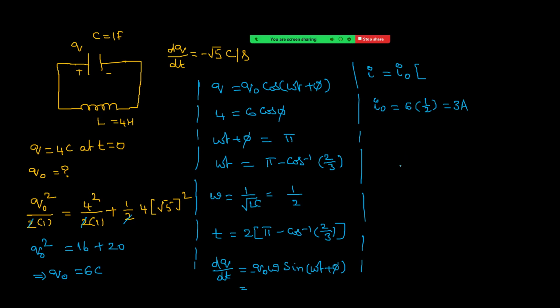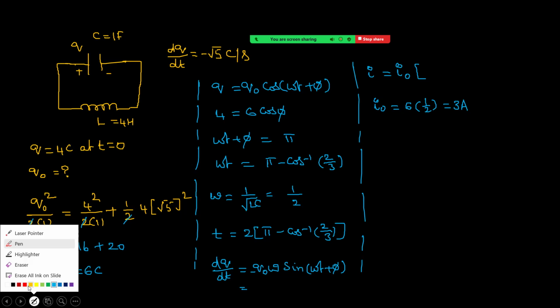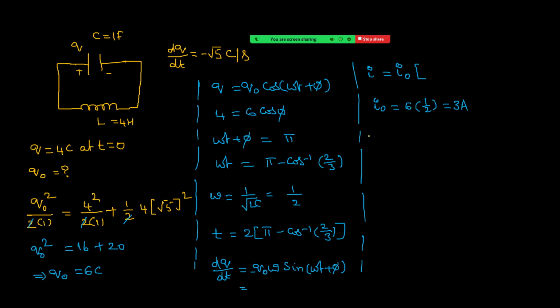When current is half, then see what we can do. To find the charge when current becomes half, use the energy equation once again. So I'm writing the energy equation to verify this option. We want to calculate the charge when current is half its maximum value. Maximum value 6 we got.